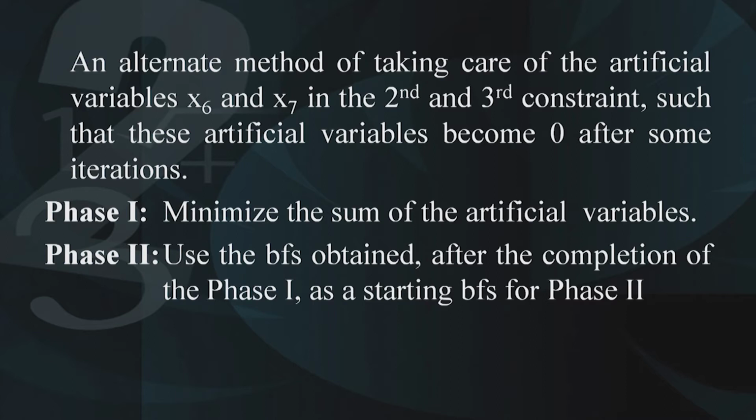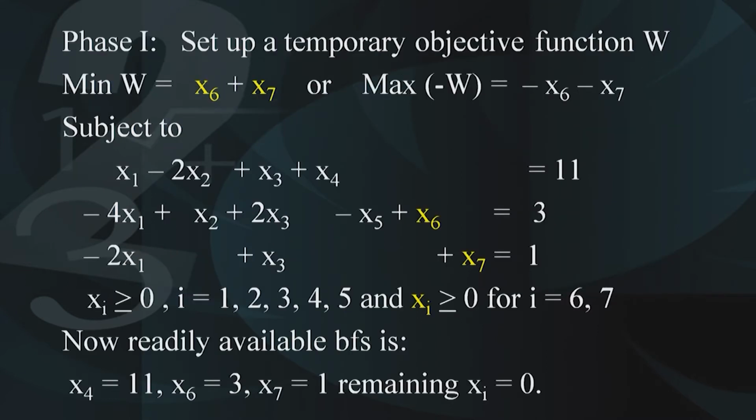This will ensure that at the end of phase 1, all the artificial variables become 0. Once this phase is completed, we can start the second phase by bringing back the original objective function into our simplex table, so that using the BFS obtained at the end of phase 1, we can proceed in the normal way in which the simplex calculations are done. So, let us see with our example how this happens.